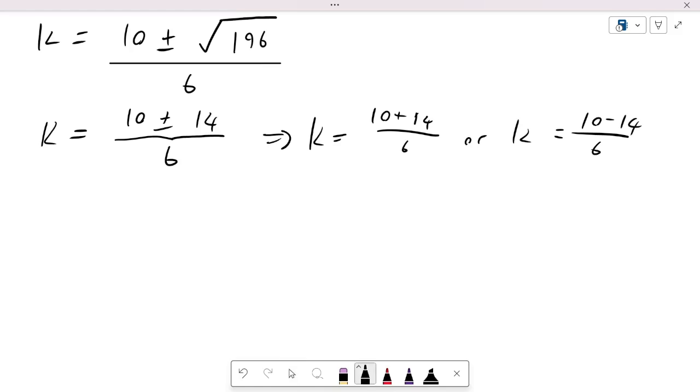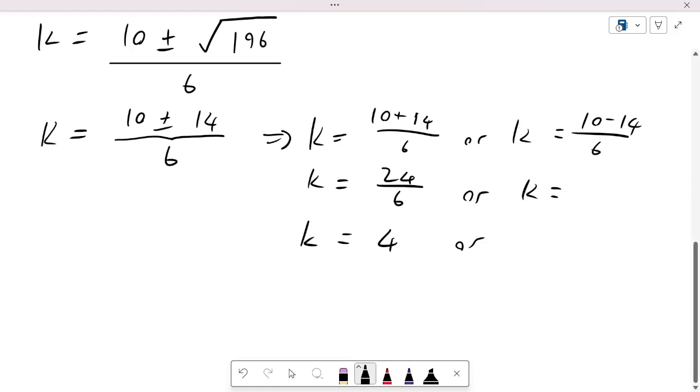So then we'll get the following. On this side, we'll have k is equal to 24 over 6, which we know is equal to 4, right? So k is equal to 4, or, I'm just going to write my ors over here, k is equal to 10 minus 14, which is equal to negative 4 over 6, which is just going to be negative 2 over 3. And there we go. There are our k values.